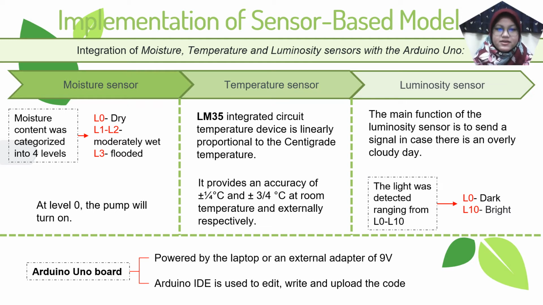For the temperature sensor, an LM35 integrated circuit temperature device was used. It provides an accuracy of plus or minus 1 degree Celsius and plus or minus 3 degrees Celsius. For the luminosity sensor, its function is to detect if there is any overclouding. The light was detected in the range from L0 to L10. L0 indicates that the day is quite dark or dark, and L10 bright. The Arduino Uno board is powered by the laptop or an external 9 volt adapter, and one software is used, which is the Arduino IDE, which can edit, write, and upload any code related to the system.